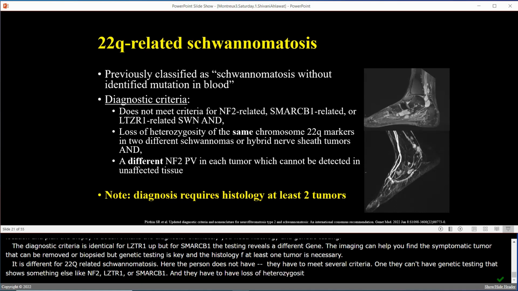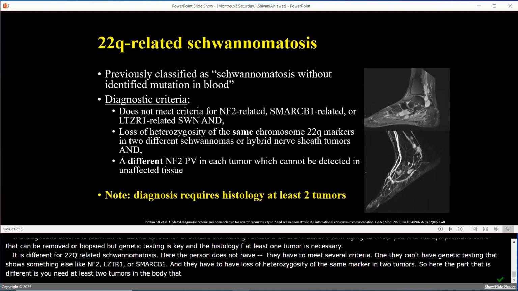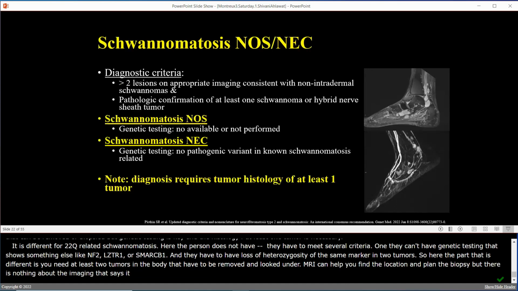So here, the part that's different is you need at least two tumors in the body that have to be removed and looked under. So MRI can help you find the location, plan the biopsy, but there's nothing about the imaging that would say that it's 22q related schwannomatosis.